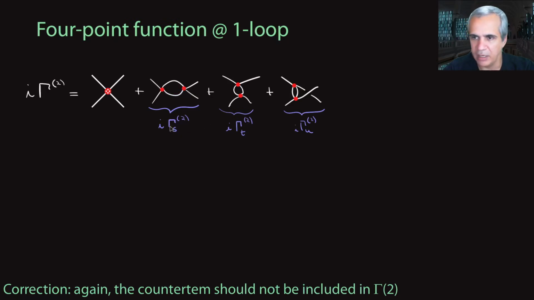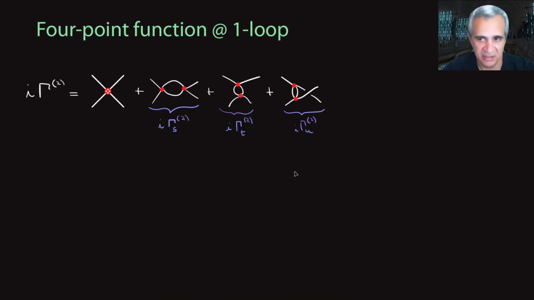I label them lambda S, lambda T, lambda U, because they look like an S channel, T channel, and U channel. You see this goes even deeper, but for now let's just calculate this guy. Let me define some momenta here. So the incoming and outgoing momentum, I use the same labels I have been using so far: P1, P2, K1, and K2. I'll also use K for the loop momentum running inside the loop.